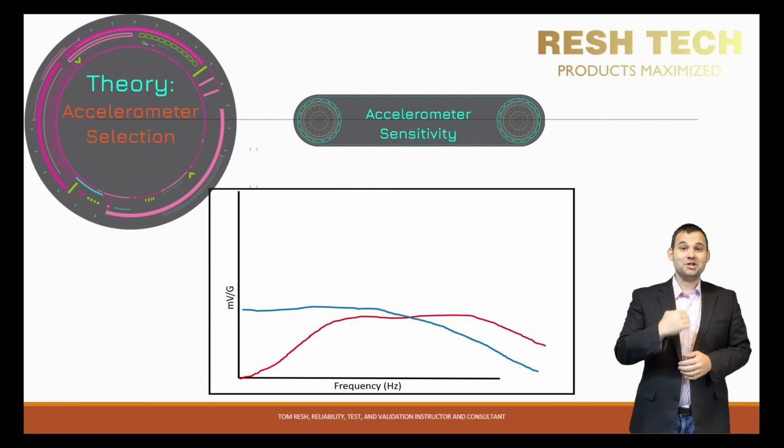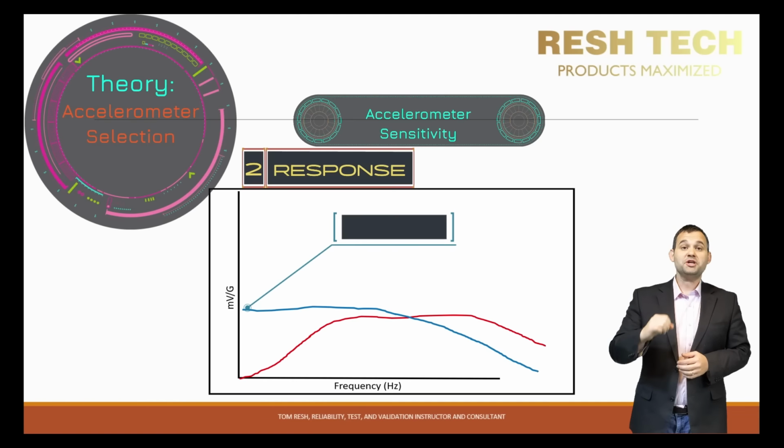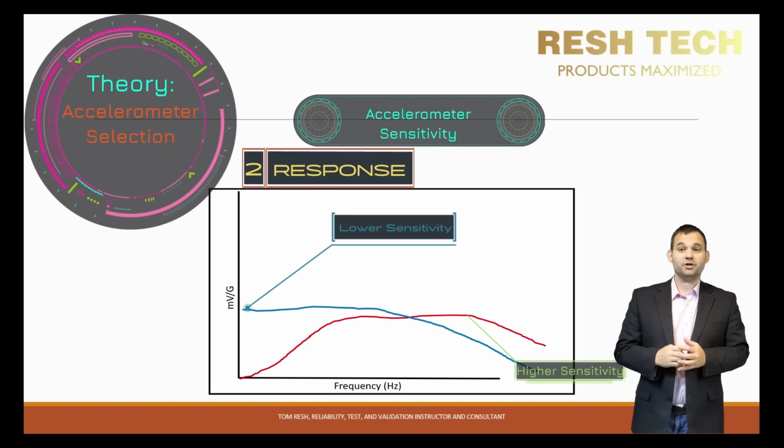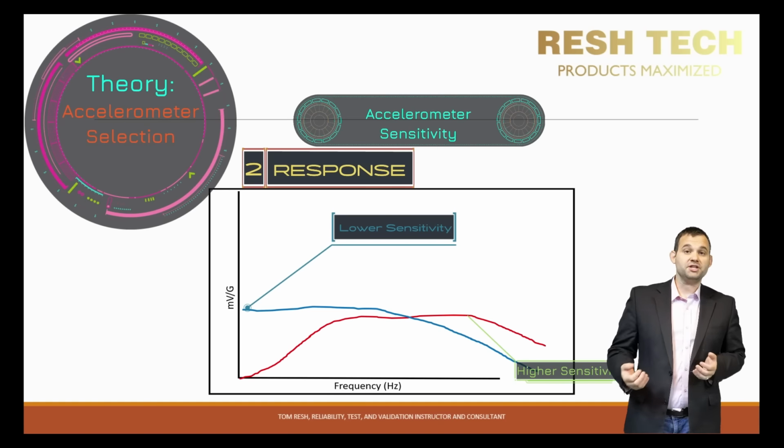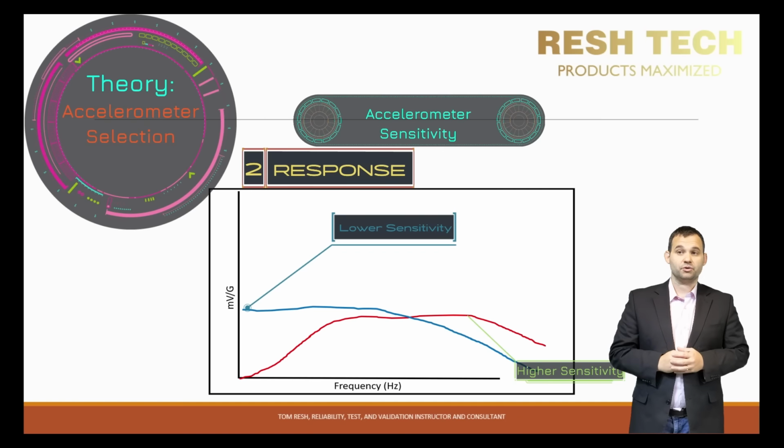Alright, let's go ahead and take a look at frequency response now. Pictured are two different accelerometer signal curves, with different frequency responses plotted as millivolts per G versus frequency on the graph. We will cover millivolts per G shortly.